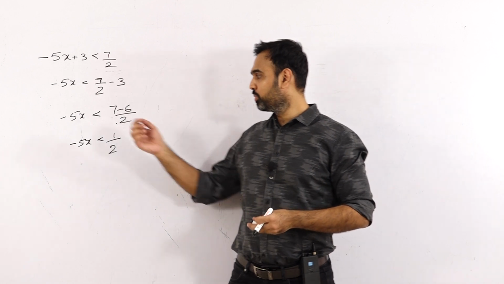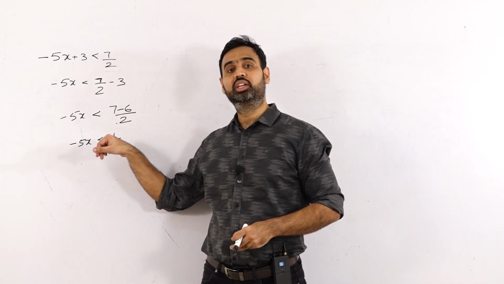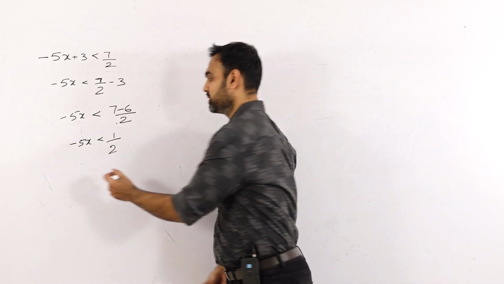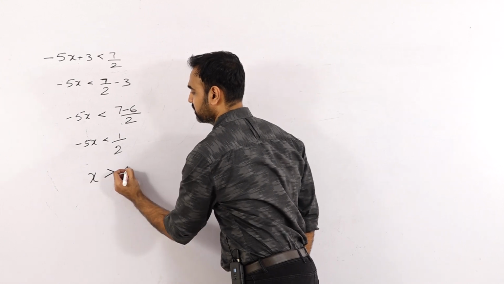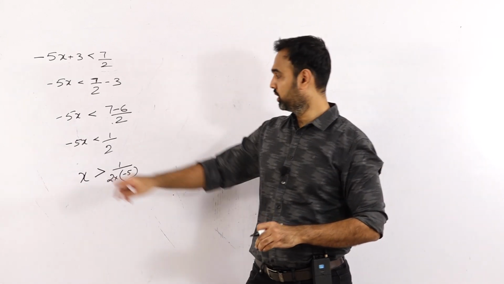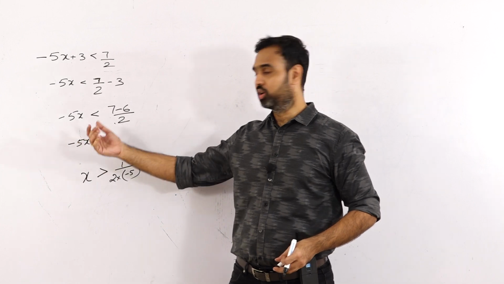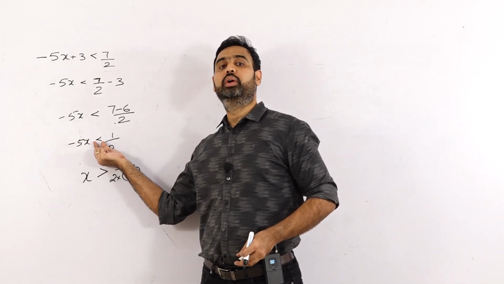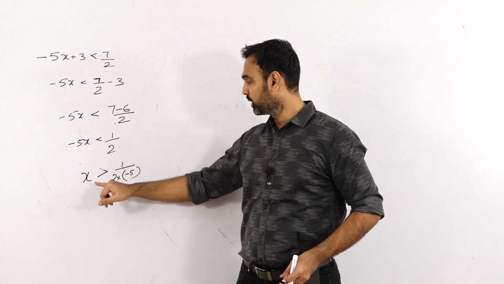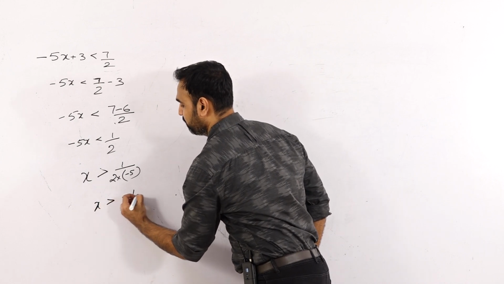When we are moving minus 5 to the other side of the inequality, what happens to the inequality? It's a negative value which we are moving. So obviously the inequality reverses, and minus 5 comes here, 1 by 2 into minus 5. The multiplication would come to the denominator, which we already know, but the inequality reverses. Minus 5x less than half now becomes x greater than 1 by 2 into minus 5, which means x is greater than minus 1 by 10.